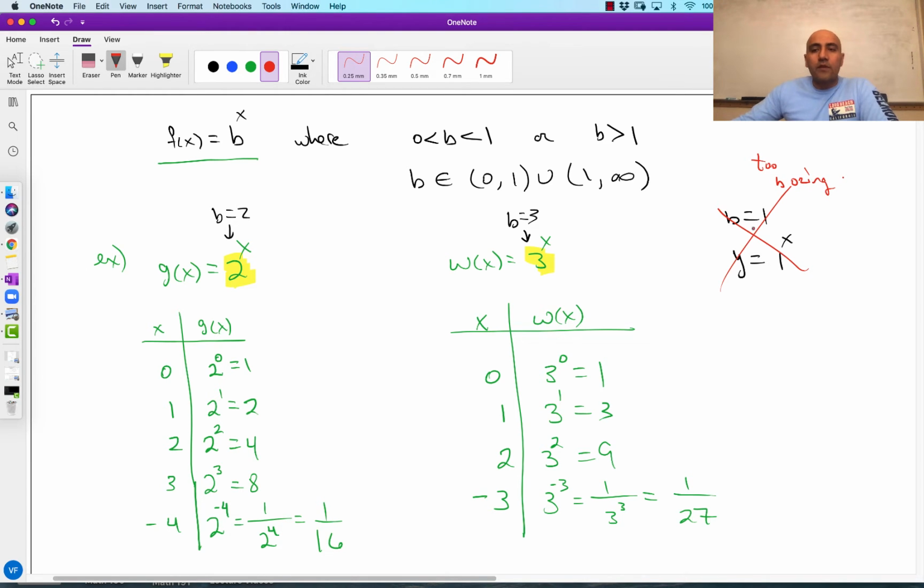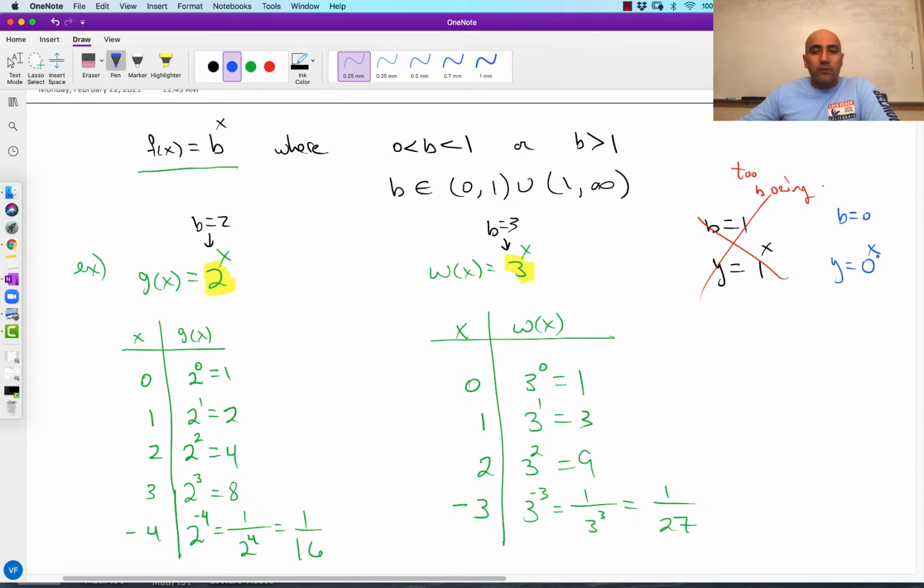And we can't let b equal 0, because then we'd have 0 to the power of x, and most of the time that's going to be fine. If we let b equal 0, then we could have a function like y equals 0 to the x power, and most of the time that's going to be boring as well. 0 to the second power is 0. 0 to the fourth power is 0. But we might have some weird things, like what if x is 0?